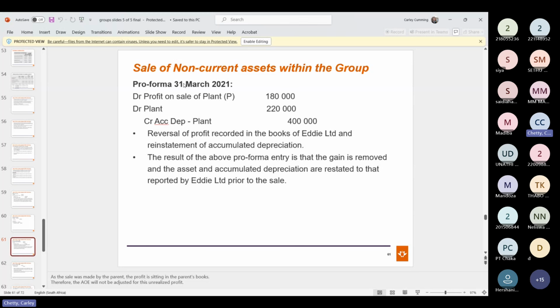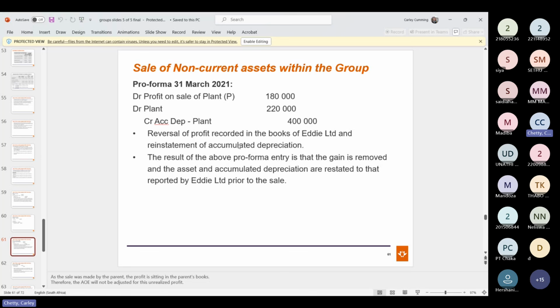So the pro forma journal entries in the group financial statements are: debit profit on sale of plant, 180,000. We are reversing the profit recorded in the books of Eddie and reinstating the accumulated depreciation. We are debiting plant cost. Eddie sold it for 780,000, but we're pretending that didn't happen. So we need to bring up the cost from 780,000 back up to 1 million. So we are debiting plant with 220,000, and we are reinstating the accumulated depreciation with 400,000.